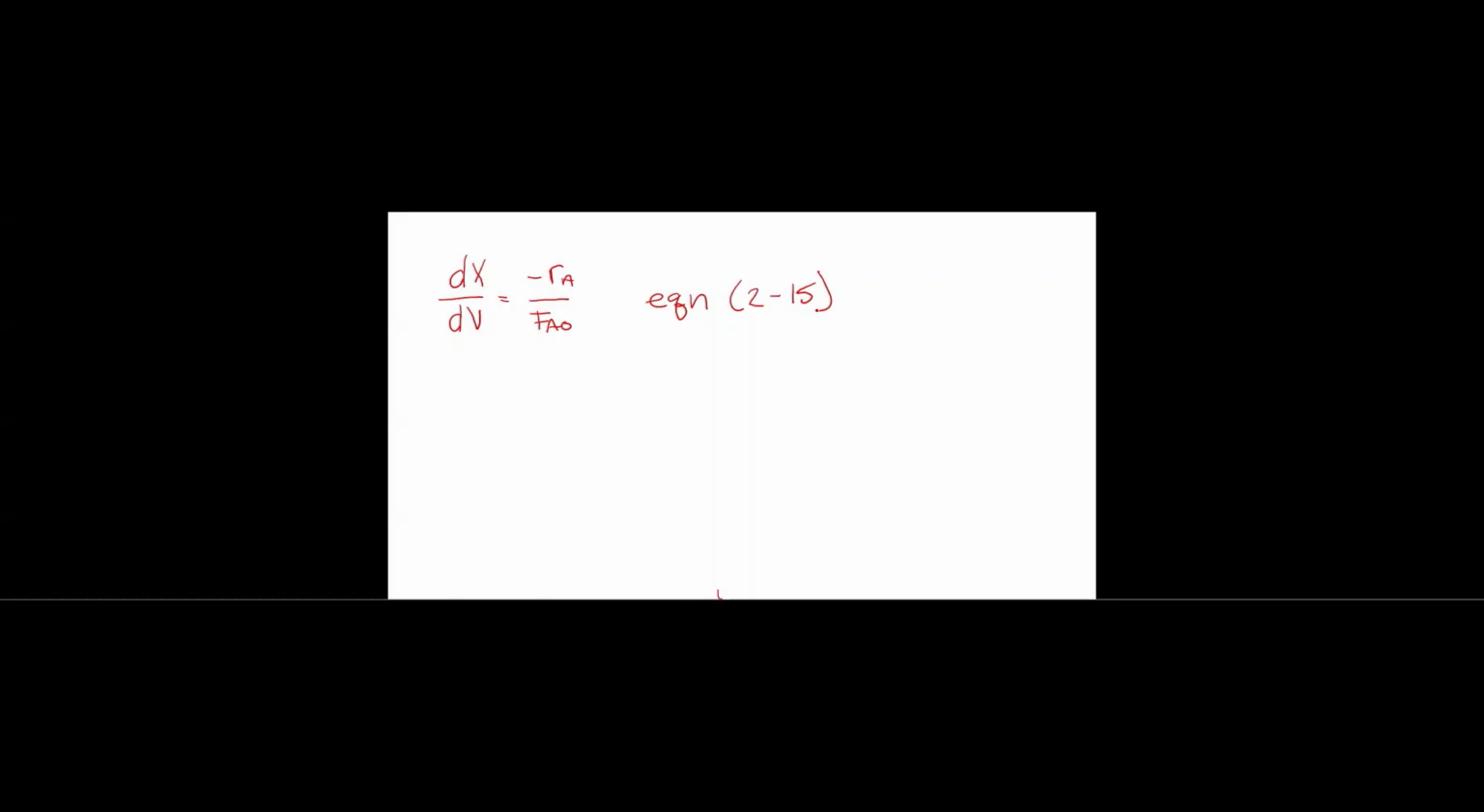And so this is what we're going to use to plot our conversion versus volume profile. As we've previously discussed, we know how to rewrite negative rA from our energy balance, and we also calculated our FA0 as well. So we are kind of done with this equation. We know how to rewrite it. We'll keep it in mind and use it later.